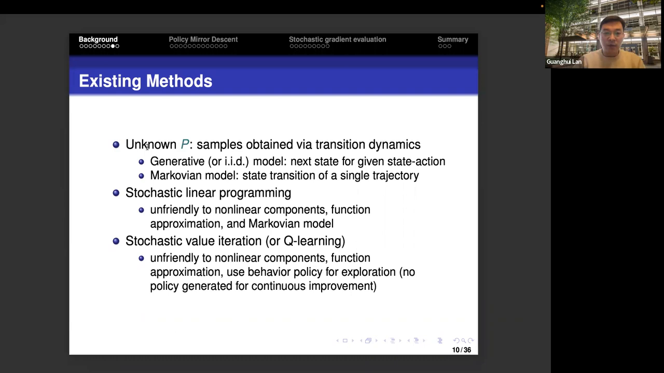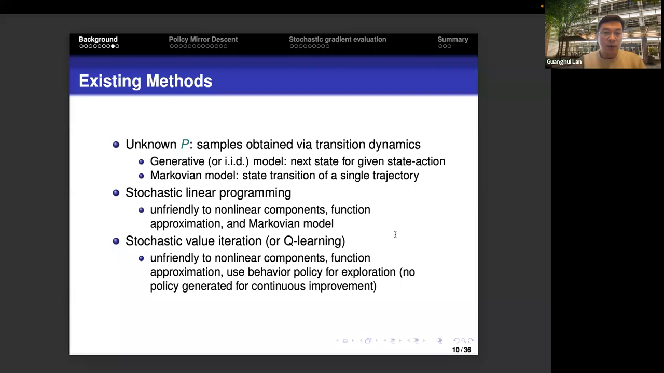And there are two types of environment we can deal with. One is a generative model or IID model. That means for any state action pair, you can simulate what's going to be the next state. And for a Markovian model, all you know is a single trajectory, so you cannot randomly pick a state action pair from the trajectory to start the trajectory. Okay. So there are well-known algorithms for solving RL problems.